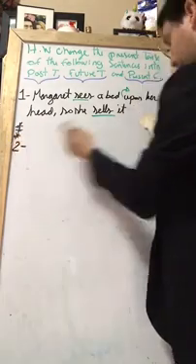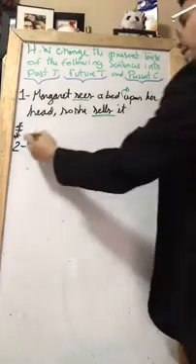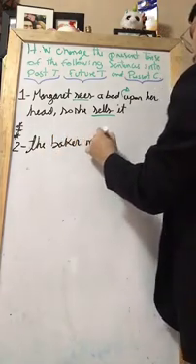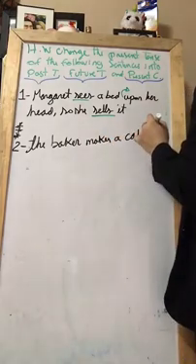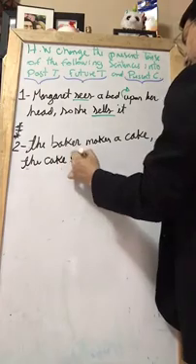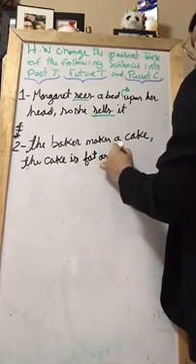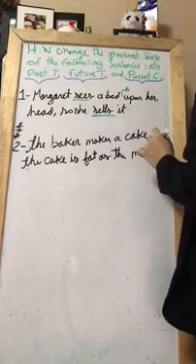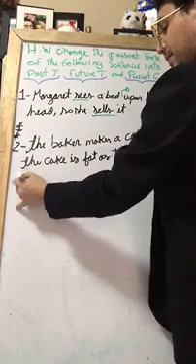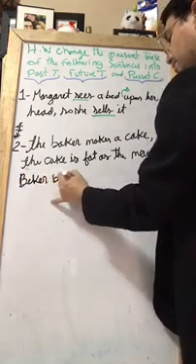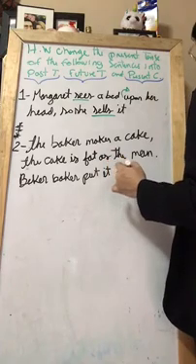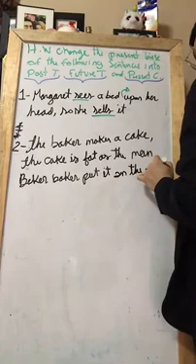Number 2. The baker makes a cake. The cake is fat as the man. Baker puts it on the oven.